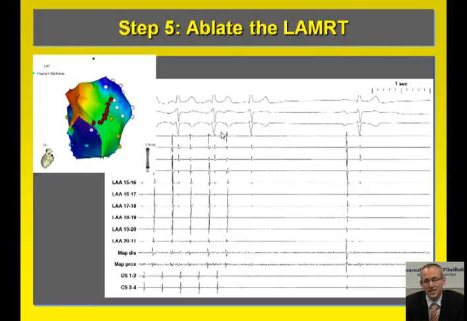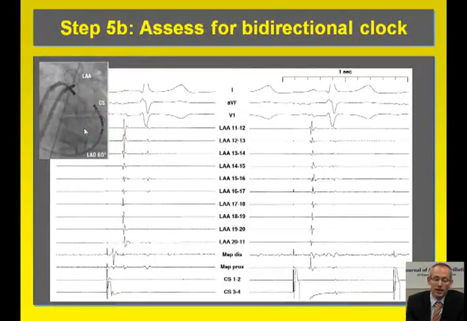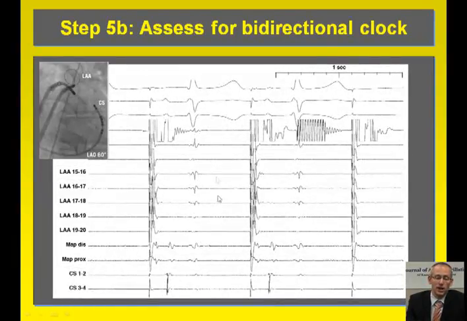As a fifth step, we then ablate the left atrial macro-reentrant tachycardia, and as shown from this slide, we perform a left atrial isthmus line, terminating the tachycardia, and finally assessing bidirectional block across the ablation line by pacing from the one side of the ablation line from the coronary sinus, and on the other side pacing from the left atrial appendage and determining conduction time across the line to the coronary sinus.